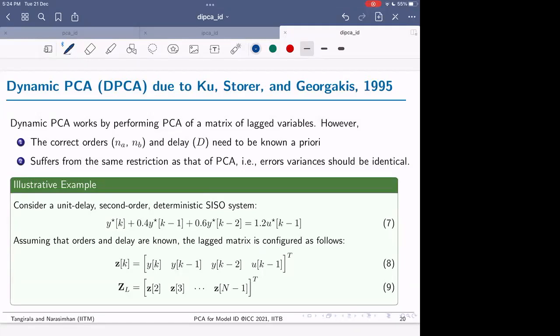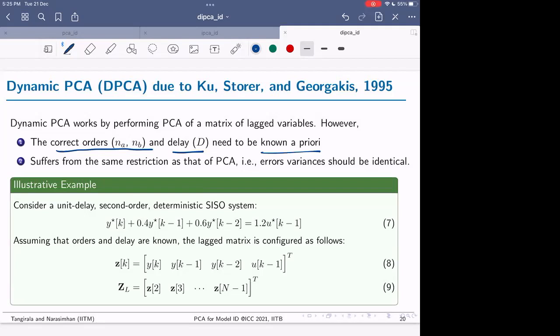How have people handled dynamical models using PCA? We are not the first ones to do this. Nearly 25 years ago, there is this very famous paper by Ku, Storer, and Georgakis, who proposed dynamic PCA. The idea was the same thing that I've discussed: perform PCA on a matrix of lagged variables. But they assume that the orders and delay are known a priori, number one. And that's a big piece of information. Typically, you'll have to really know that.